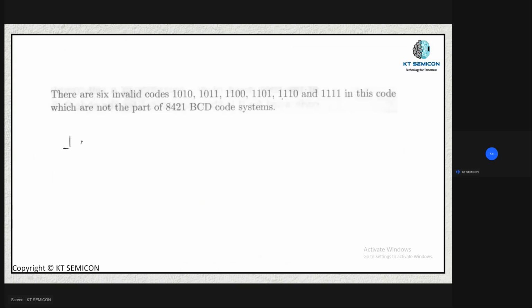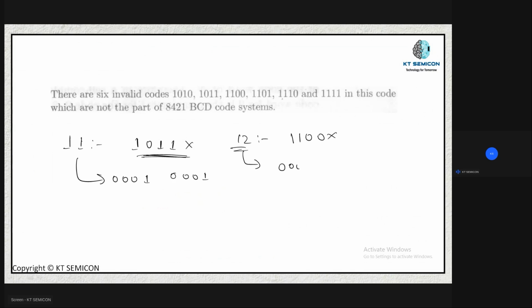And for representing 11, I cannot simply use 1011. No, I cannot use this. So what should I do? I should write down 0001 followed by 0001. And for representing 12, I cannot simply write 1100. No, this is invalid. So I should write down 0001 followed by 0010.